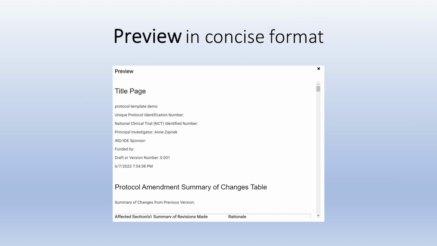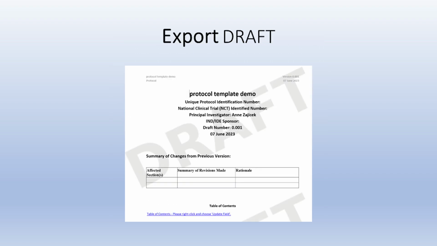These are screenshots of preview. Again, this gives you a more concise format to view what you've typed in. Export. Again, this is watermarked with the word draft on it. And this allows you to send it, for example, via email to you and your co-investigators.